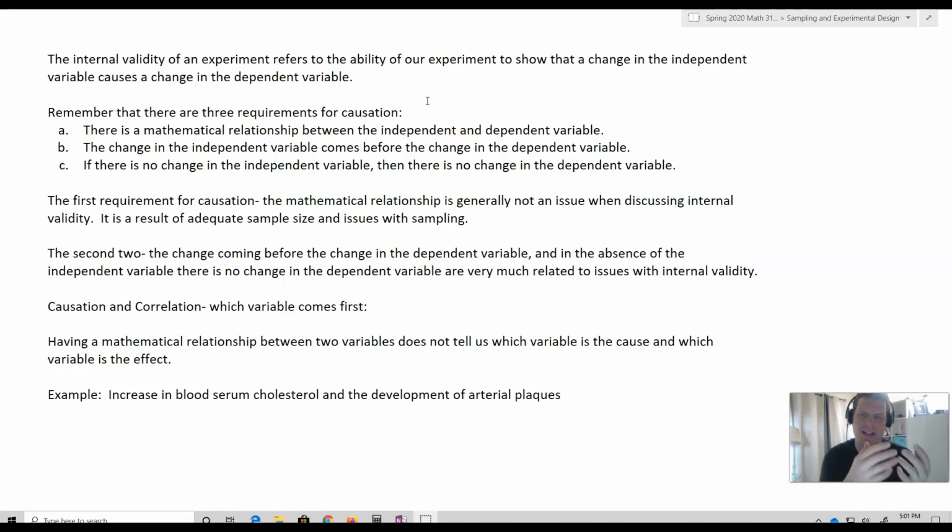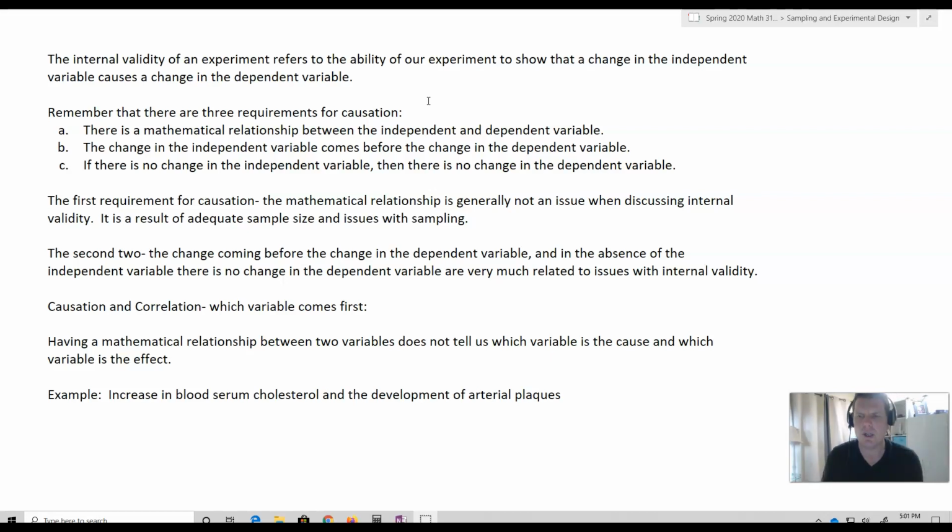Okay? So we find a mathematical relationship after we take data. If we've taken sufficient data and done that properly, then we're either going to get a mathematical relationship or we won't. And if you don't have a mathematical relationship, what are you going to do? Go back to the drawing board. Okay? The second two are really about experimental design, and those are the two that I'm going to concentrate on. So the change coming before the change in the dependent variable, and the absence of the independent variable meaning there's no change in the dependent variable, those are issues very much related to internal validity.